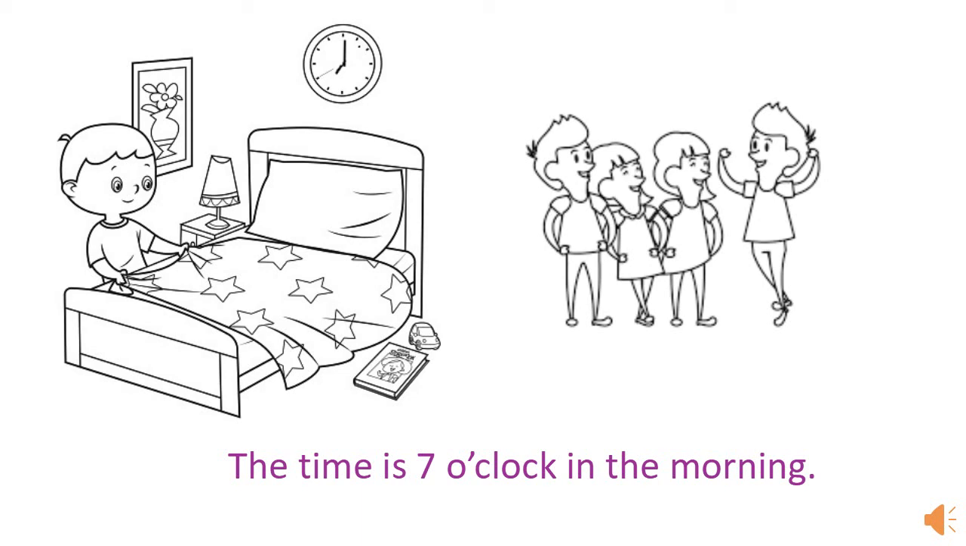He saw that the minute hand, that is the longer hand, is on 12 and the shorter hand, that is the hour hand, is on 7. That means the time is 7 o'clock in the morning.